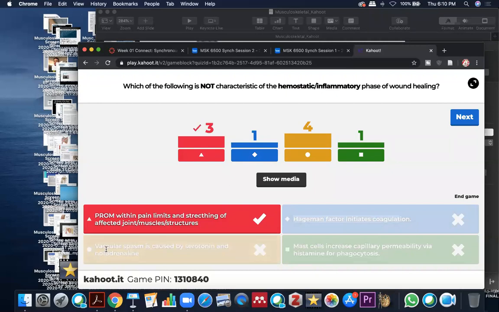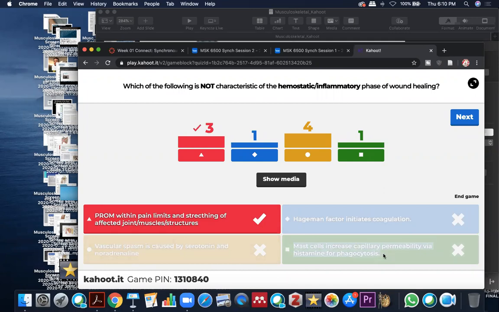Also in hemostatic, you have vascular spasm. So you just have vasoconstriction, and it was mediated by serotonin and norepinephrine, also called noradrenaline, same thing. But those are chemical mediators that will initiate that vascular spasm. And then also mast cells and basophils.